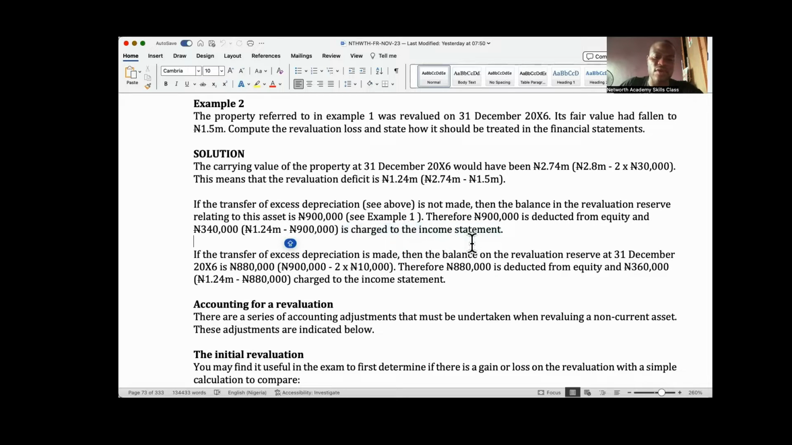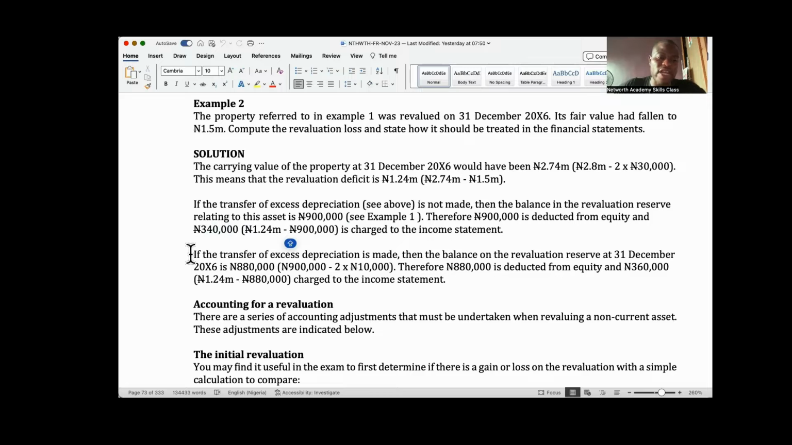And that's that for revaluation losses. If there was a previous revaluation surplus, it will go and net off against that surplus. It is any excess that we are going to recognize in our P&L. In this case, it's 340,000.